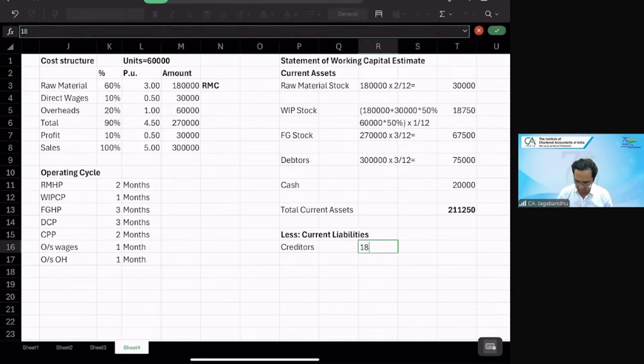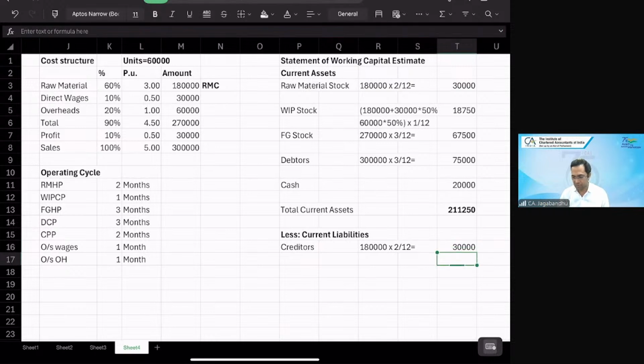So here we can say it's 1,80,000 into creditors payment period, which is 2 by 12. So that's 1,80,000 into 2 by 12, which is 30,000 creditors.